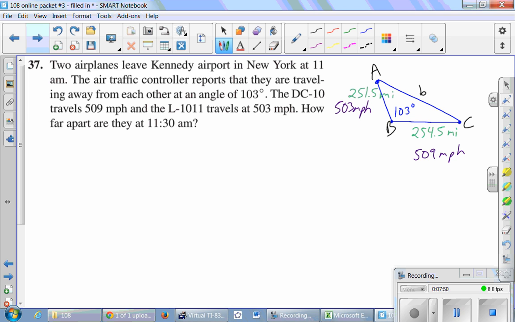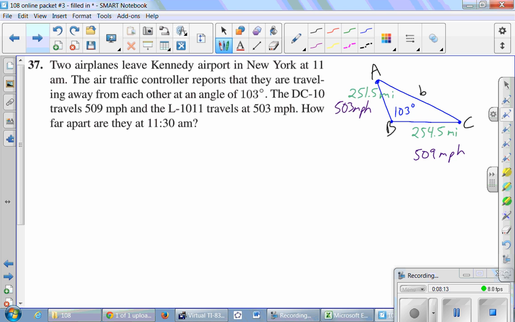And again, I like to use the law of sines if possible. Do I have an angle-side pair? Let's say I have this angle, but I don't know what that side is. I have this side down here, but I don't know what this angle is. And I have this side, but I don't know what this angle is. So unfortunately, there's no way for us to get an angle-side pair in order to use the law of sines initially. So we have to use the law of cosines.